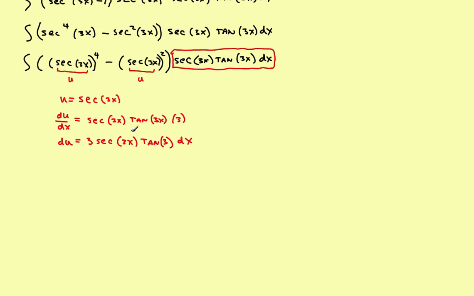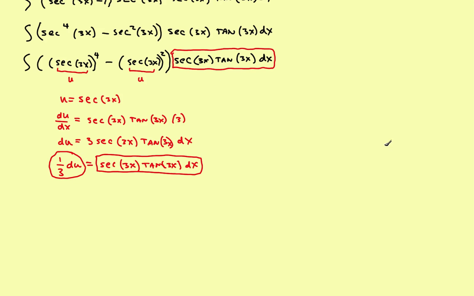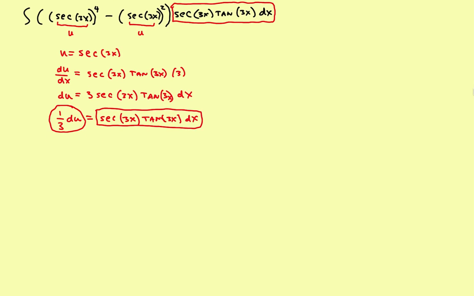Now again, you don't need the 3 here for this substitution, so take this 3 and move it over to this side, and finally you get this. 1/3 du would be equal to this. So the secant times the tangent of 3x, well, there should be an x right here, dx. So finally, this matches up with this up here. So here's your substitution. So you're going to substitute 1/3 du. Okay, so we'll continue on with this now.